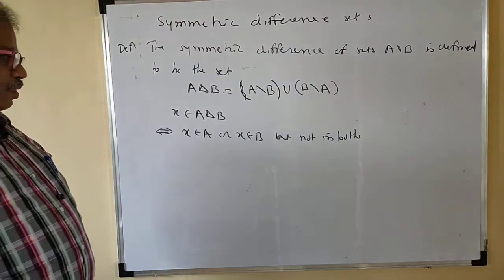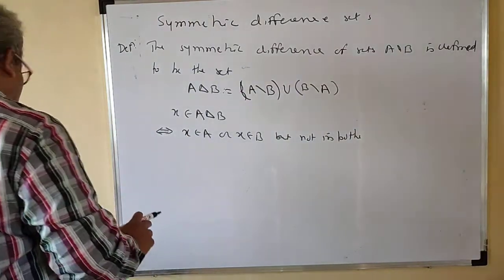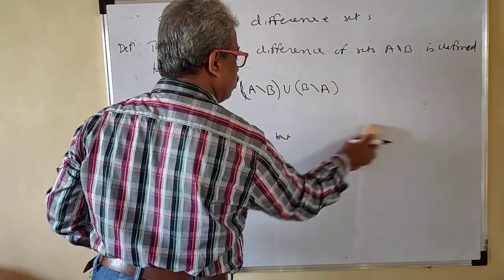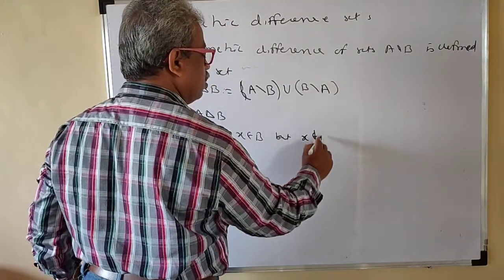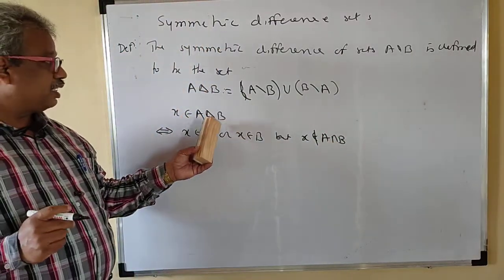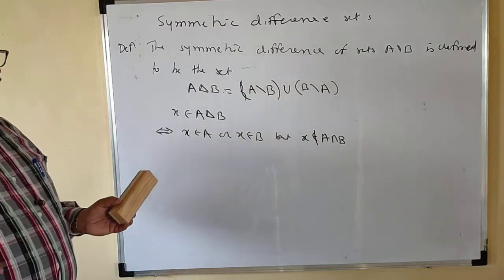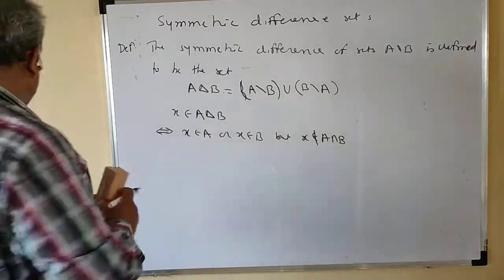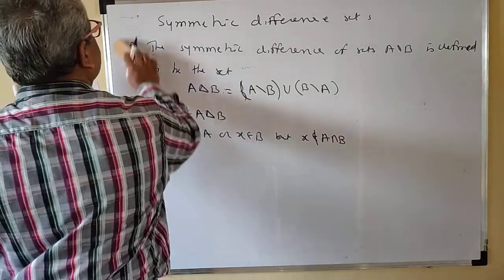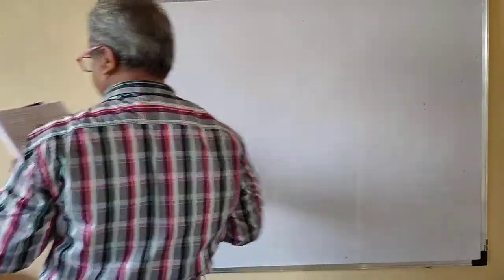That means what? X does not belong to A intersection B. You can also write it as X not belonging to A intersection B. Right? So it is in the symmetric difference. That means either X is in A or in B. It is not in the intersection, it is not common. Okay? So this is the definition. Now we take examples on this difference.